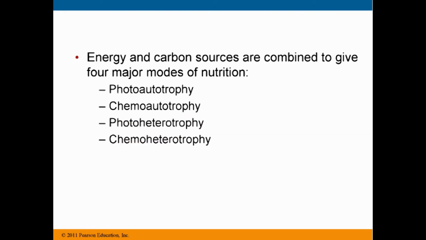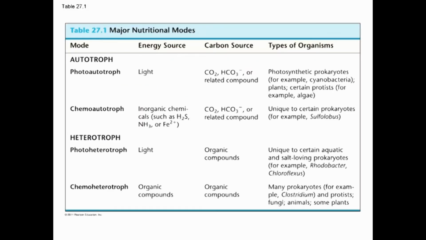Energy and carbon sources are combined to give us our four major modes: photoautotrophy, chemoautotrophy, photoheterotrophy, and chemoheterotrophy. Those are the four major modes of nutrition, and we're just combining the terms that we saw before. You have a very nice chart in your book that sums everything up for you.